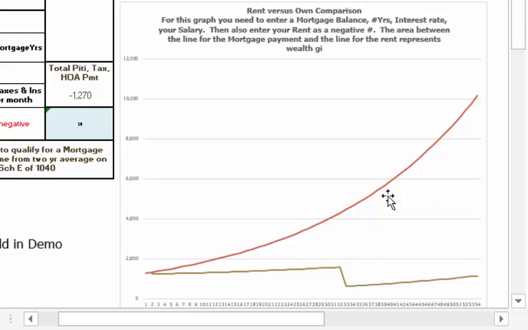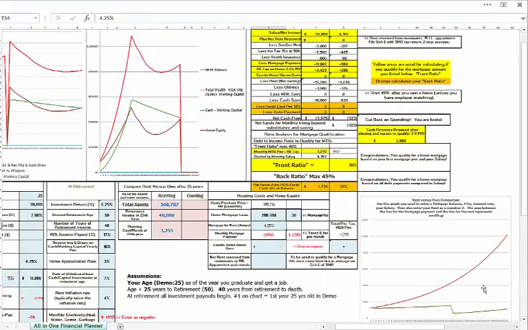Now you look at this area in between. What do you call this area? You'd call this area the cost of making the mistake of being a renter rather than an owner. Second, you could also call this the wealth accumulation of your landlord. Or the lost opportunity of wealth accumulation you have if you decided to rent. So that's what that area there is.